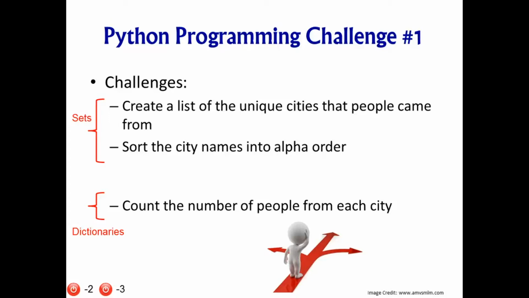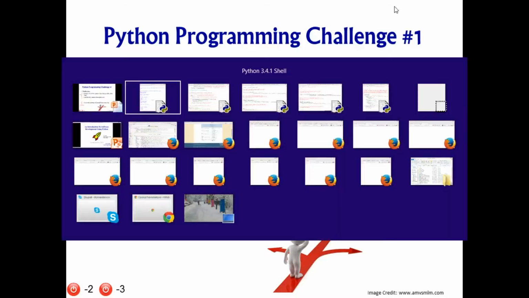And then it says count the number of people from each city. So what are you going to have? You're going to have a city name and a count, right? That sounds like a key and a value, doesn't it? And when we talked about dictionaries, didn't we say dictionaries were all about keys and values? Maybe we could use a dictionary to do that part.